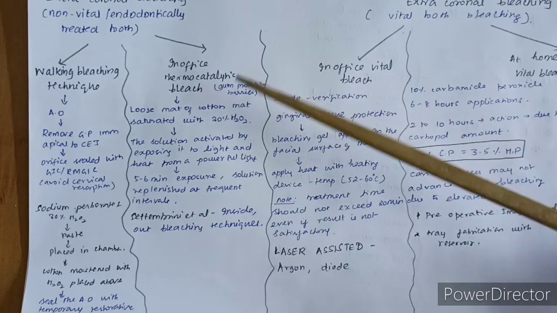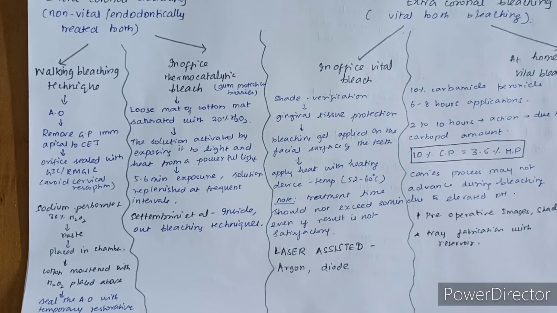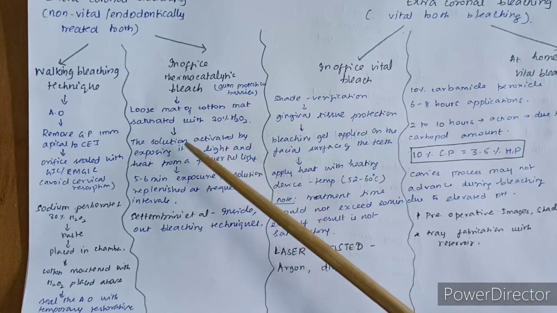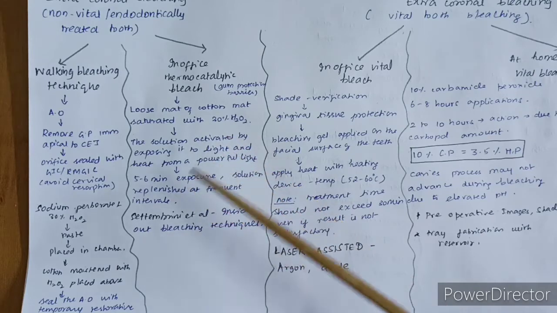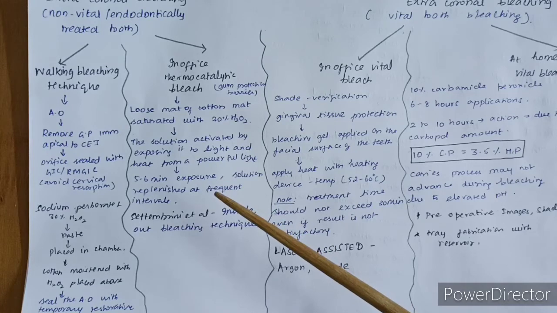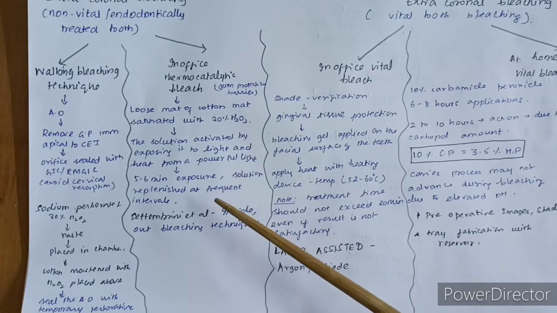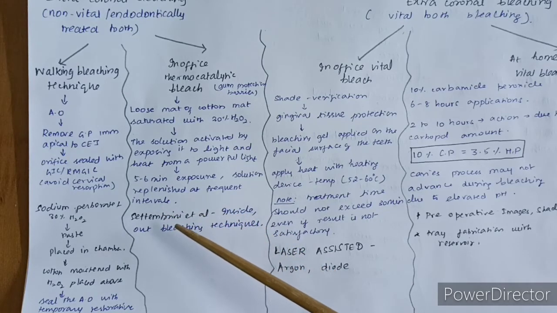The next technique is in-office thermocatalytic bleach. This is usually an internal plus an external bleaching, that is, an inside-outside bleaching technique. We can place a loose cotton mat saturated with hydrogen peroxide above the tooth. At the same time, we can also place a cotton saturated with hydrogen peroxide in the pulp chamber, and we can activate the bleaching process with the help of light. So light can act as a catalyst for the bleaching process.